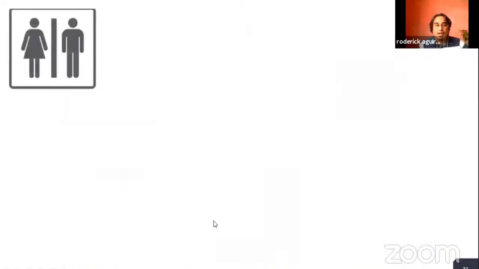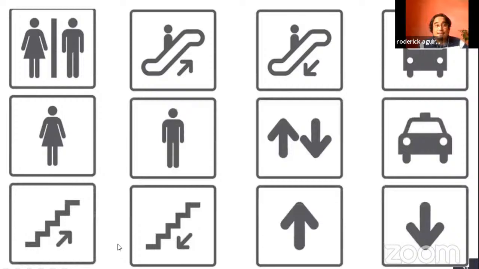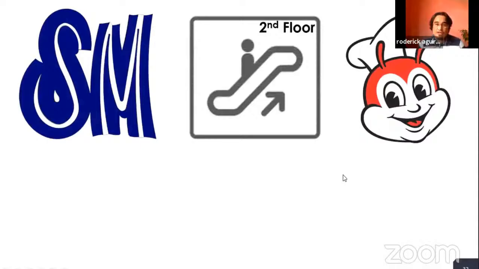Let's have an example. For example, these are our samples from earlier. Let us use them in promoting literacy. So we can use these pictures by grouping them together and then helping our students come up with statements like, okay, we have the SM logo and we have an escalator going up to the second floor, and then we have Jollibee. Since our direction is left to right, that is one idea or sentence. So create a sentence out of this.